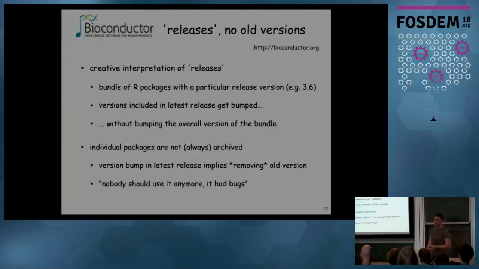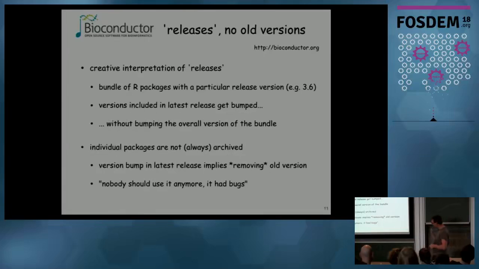Bioconductor, who knows Bioconductor? Some people do, not a lot. So Bioconductor is a bunch of R packages for doing bioinformatics. Let's keep it at that. They have this concept of releases. A Bioconductor release gets a particular version number. Inside that is a bunch of R packages, and even though they have a version at the top level, they change the version of the R packages inside of it without changing the 3.6 release. So it stays at 3.6, and it's like a moving target.